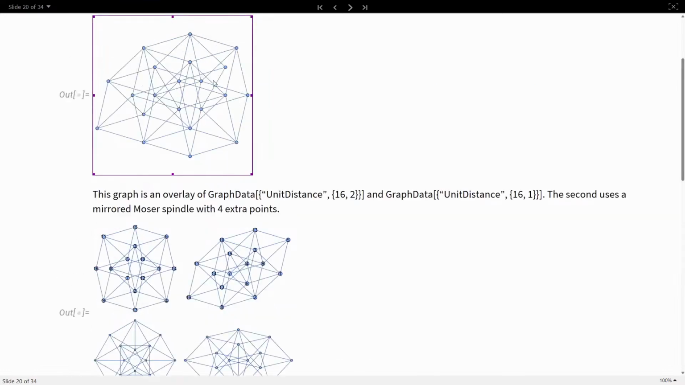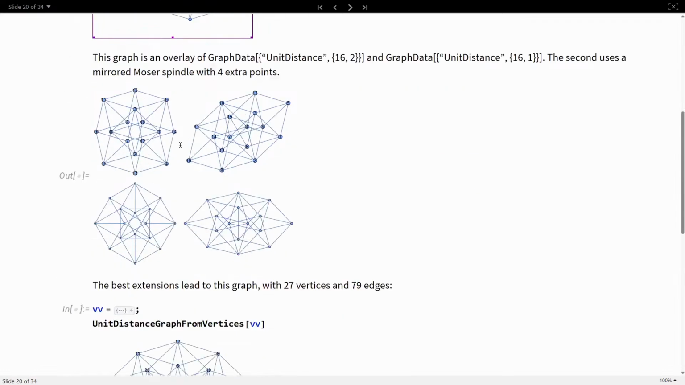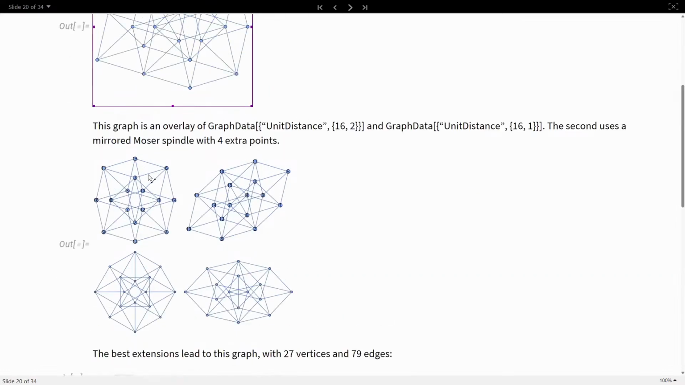We have a combination of 2 graphs here. This one is unit distance 16.2, shown here, and unit distance 16.1. Basically, if you look at this pentagon, that's the Moser spindle flipped on the edge, and then we add 4 more points.